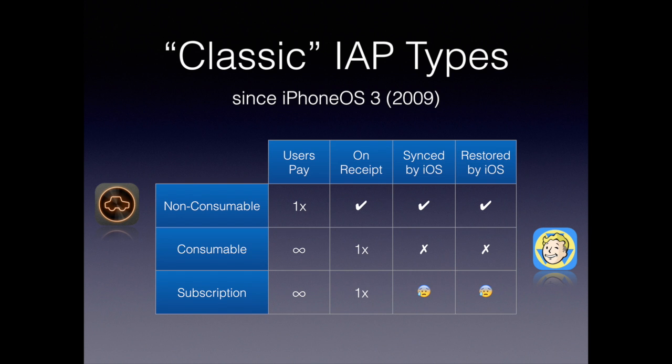And it doesn't get synced and doesn't get restored, but I put two sweating smileys there because Apple actually expects you to take care of these yourself. So if you submit an app with a non-renewable subscription and it doesn't allow the user to restore his subscription on a new device, your app will get rejected. And later these subscriptions were renamed to non-renewable. So they still exist.